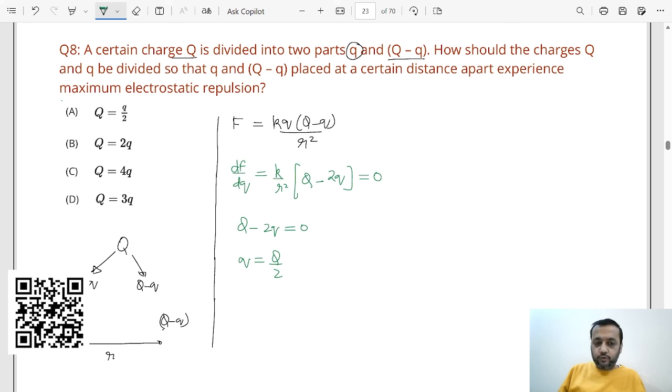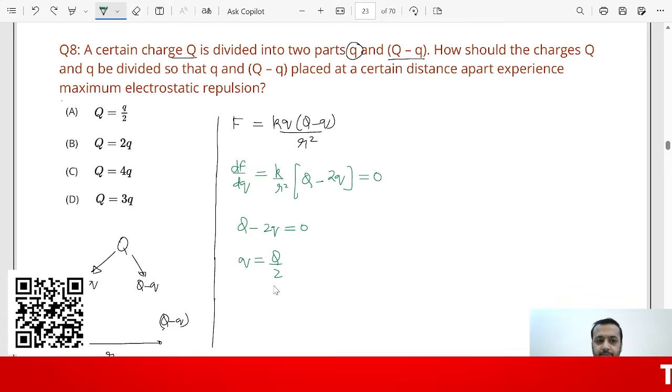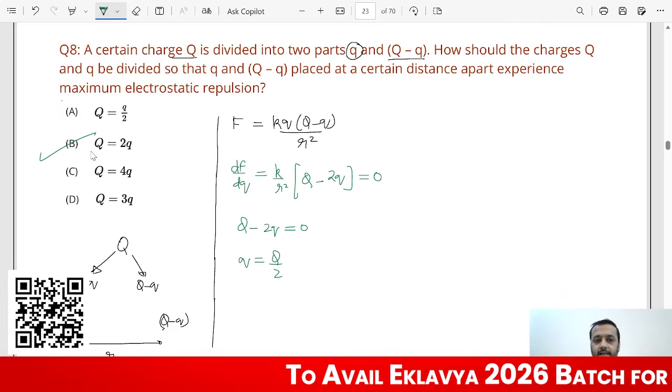I mean, if you choose small q as 0, then the entire charge will be capital Q here, and here the charge will be 0. So minimum force will be 0. I'm just trying to tell you why this will give you maxima and not minima. So q equal to capital Q by 2 will give you the maximum force. That means option B is the correct answer for this question.